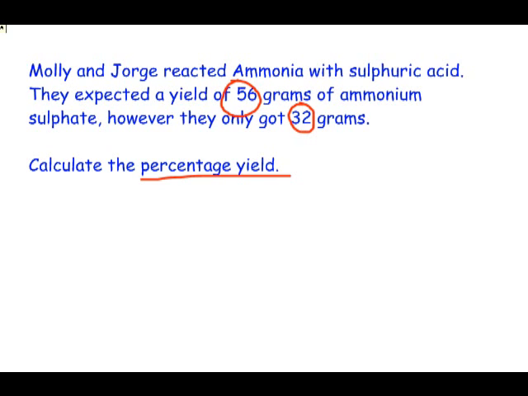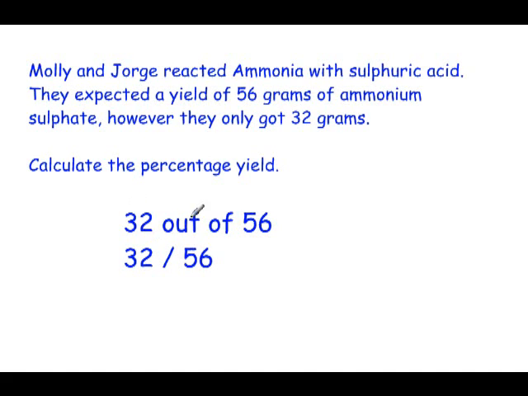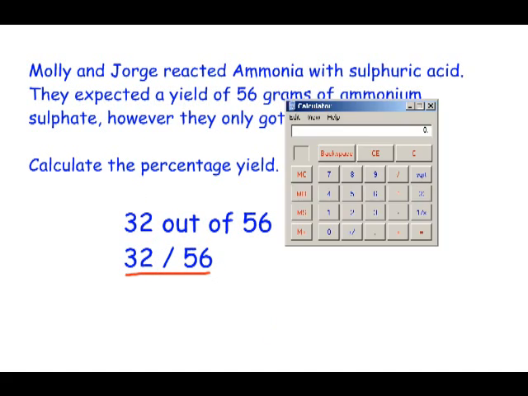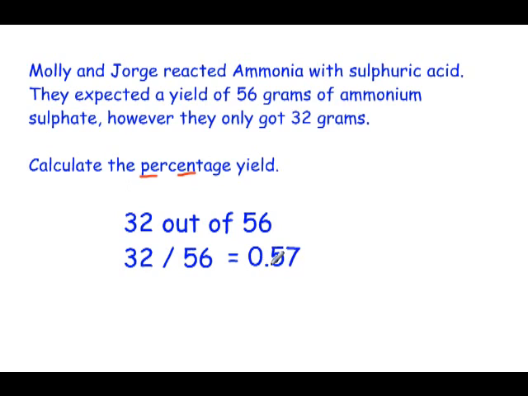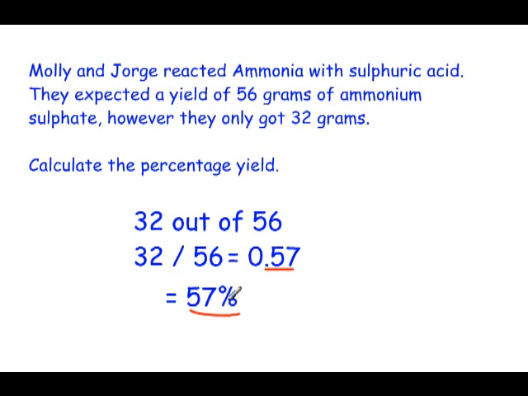Okay, so they got 32 grams out of 56. So that's 32 divided by 56. Get the calculator out. 32 out of 56 gives a value of 0.571. So 0.57, we can get a percentage from that. Percent is out of 100, so that's out of 1. So if we multiply that by 100, we'll get a percentage value of 57%.